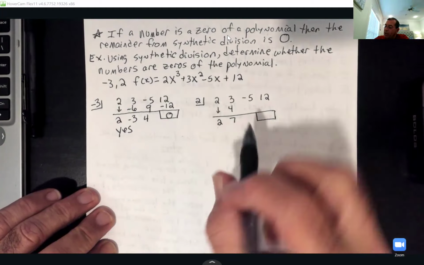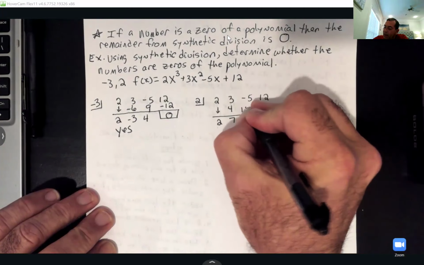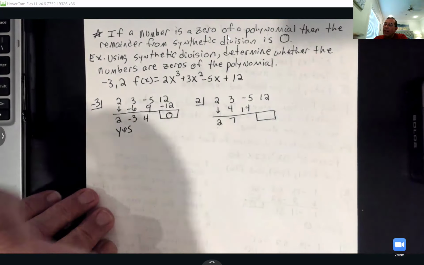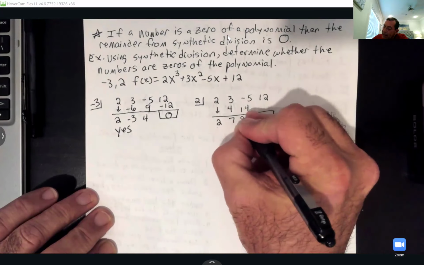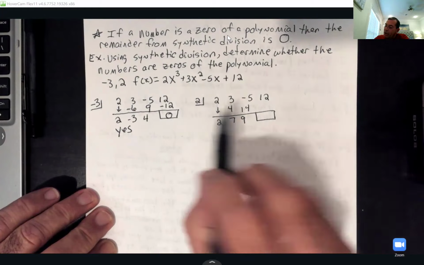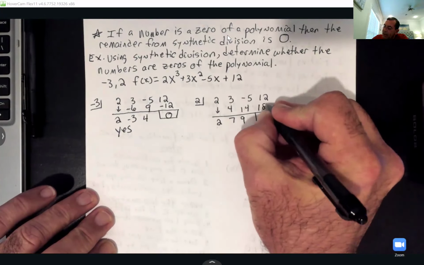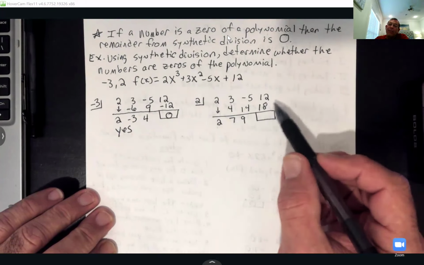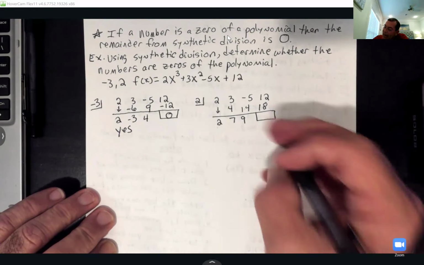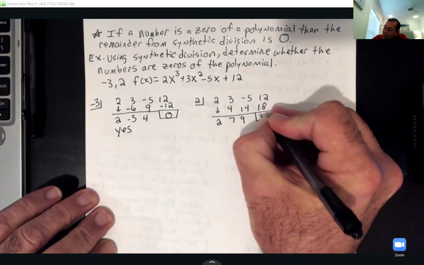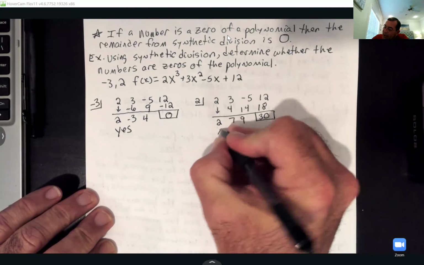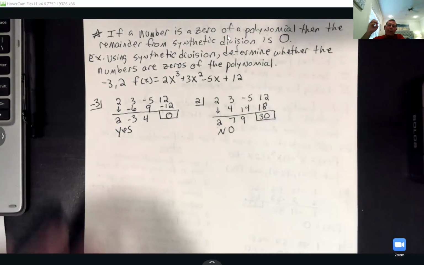Multiply. 7 times 2 is 14. -5 and 14 give me a 9. And y'all look at this. 9 times 2 is 18. Well, since I didn't get a -12 on this, I know this ain't going to give me a 0. So if I add that, I get 30. So since I did not get a 0 there, this answer would be no.